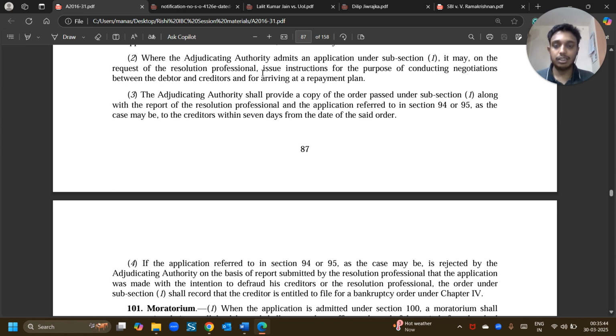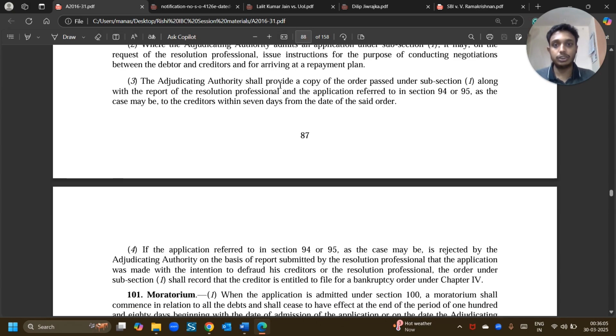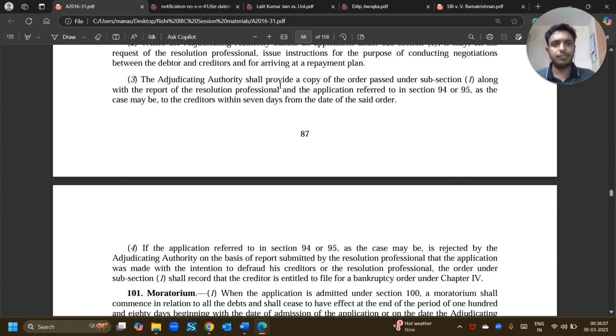And here it's again very clear that the scope of the adjudicating authority's power under this provision is only to issue instructions for the purpose of conducting negotiations between the debtors and creditors, right? So the ultimate negotiation will take place, but the adjudicating authority will have a supervisory role in providing instructions and ensuring that they are complied with, for which again we have the RP.